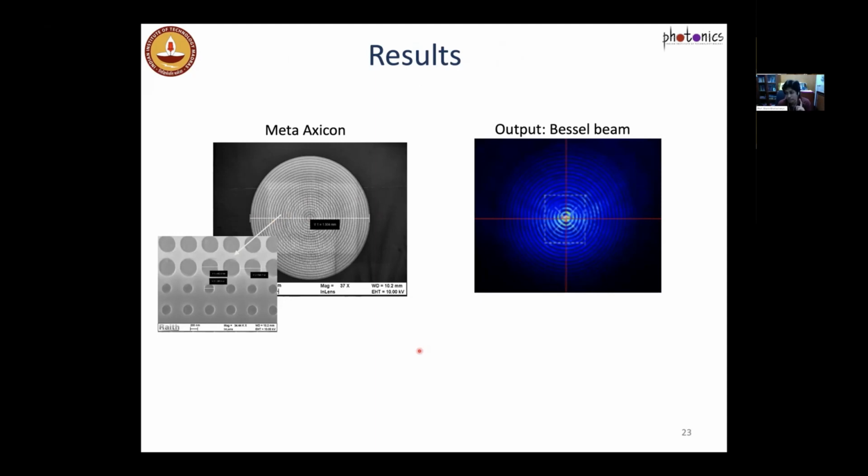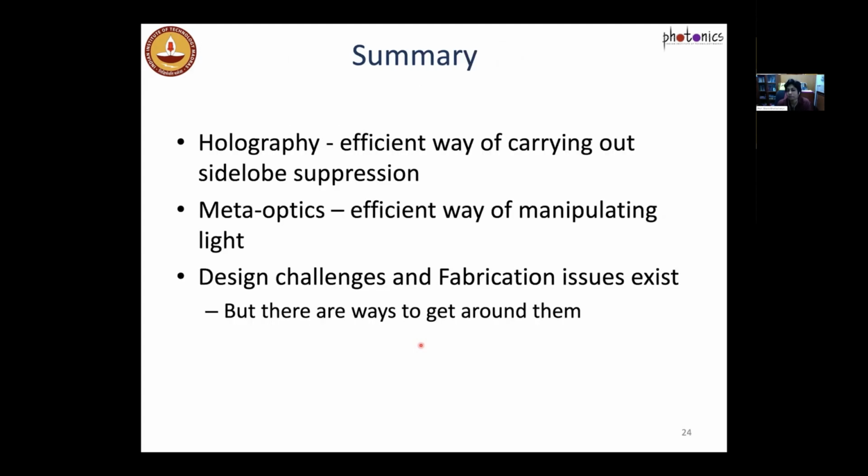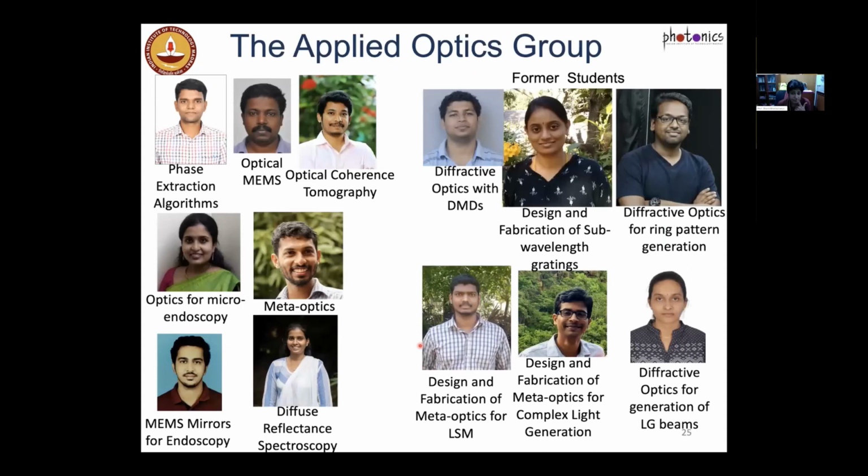The holographic work is work in progress, and I'm not going to be giving you the details of those results now. But let me wind up by saying that with holography, we're able to create the kind of patterns that we need in a much more efficient way than using an annular method, in this case, or an amplitude method. And meta-optics is definitely a way of manipulating light. And achieving this, of course, there are quite a few design and fabrication challenges, but with careful optimization, they can be overcome.